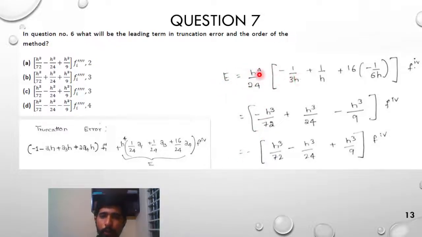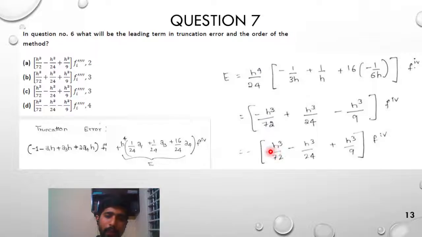When you do that particular formulation, you will end up with the exact truncation error. So h raised to 4 by 24 I had just taken common, and the values of a1, a3 and a4 I had calculated previously using the Taylor table approach. When you substitute those, you will get the exact truncation error. The leading term is the fourth order derivative, because you have fifth order derivative also, sixth order also, but the first one is fourth order. So that is why we have to take it in the error terms.